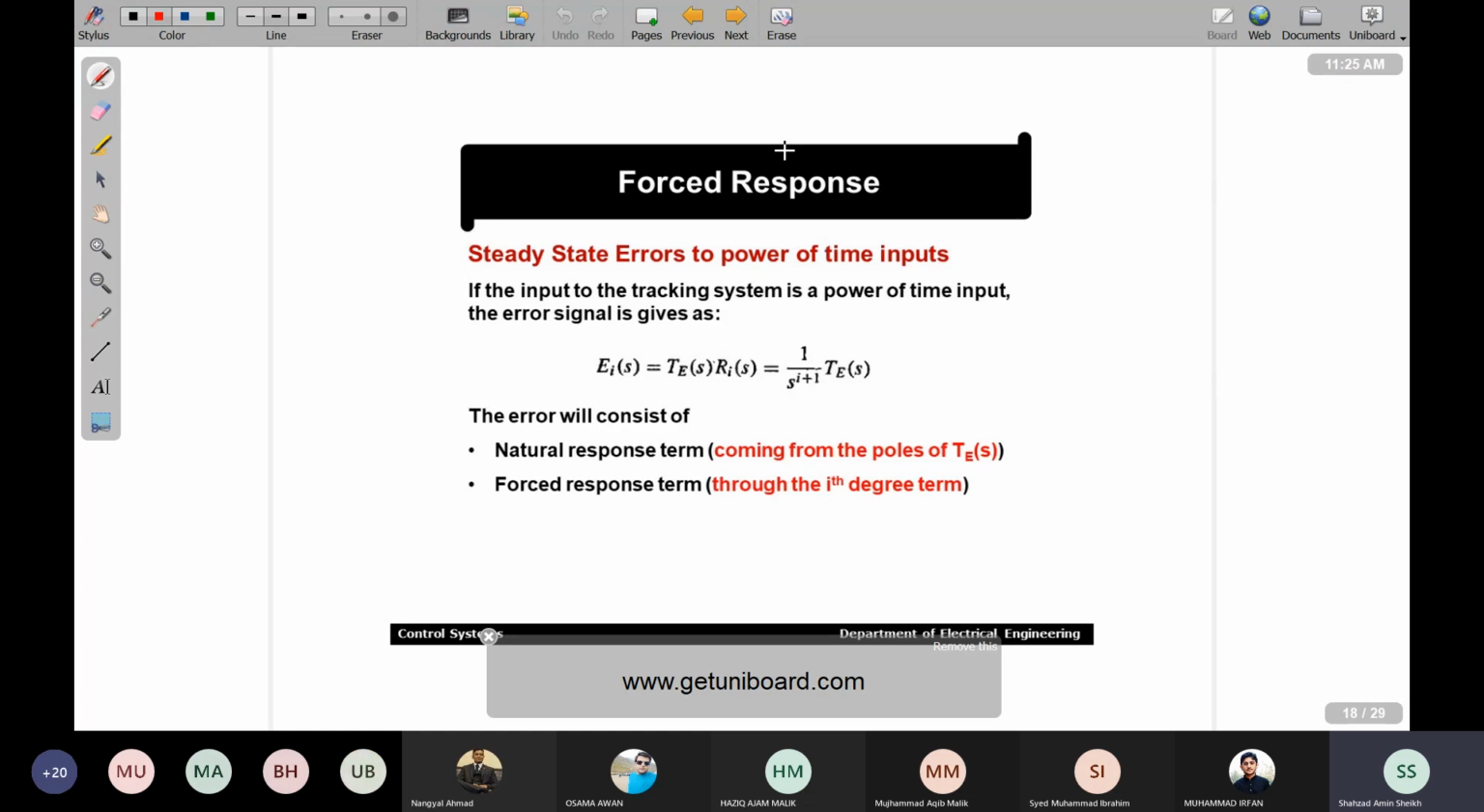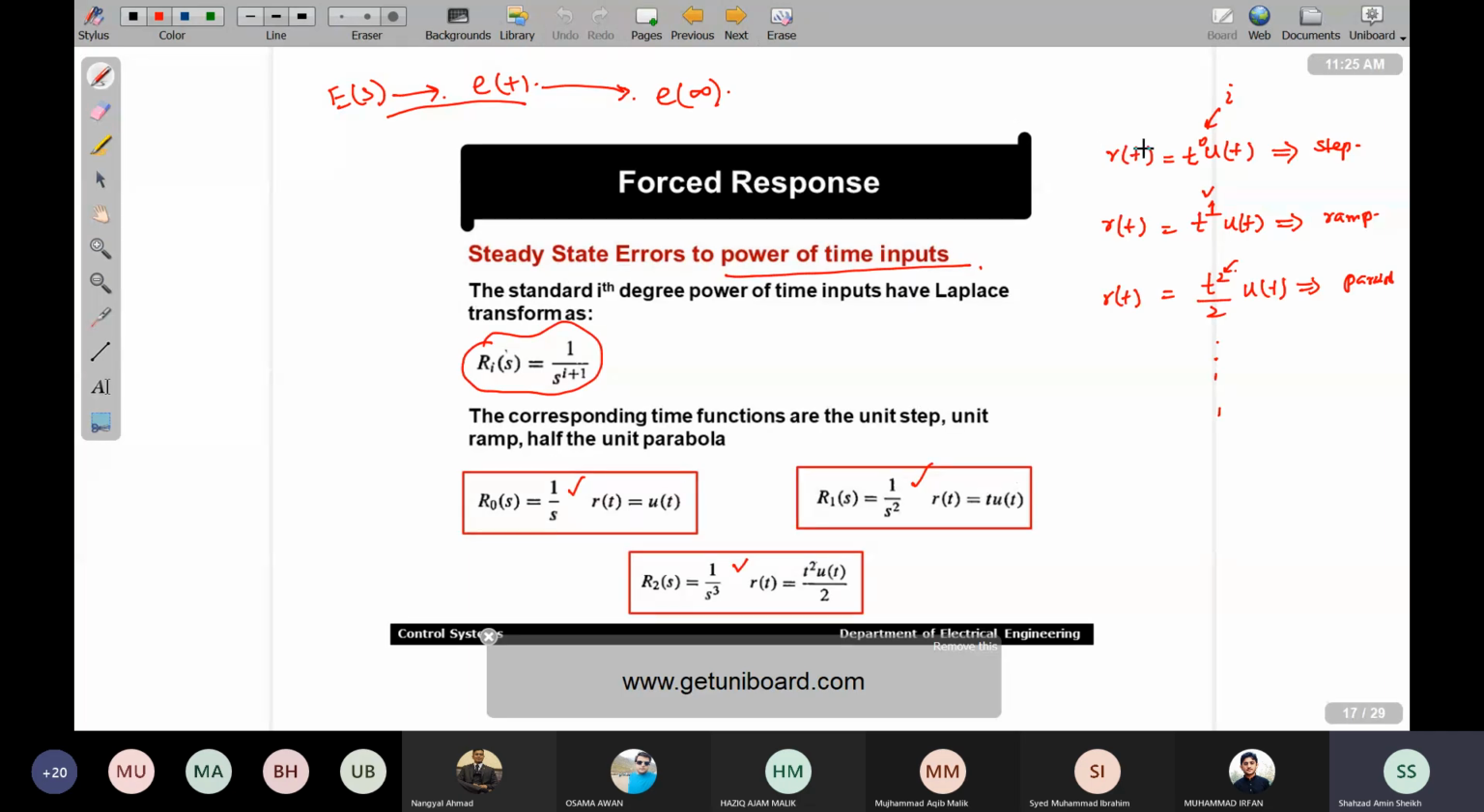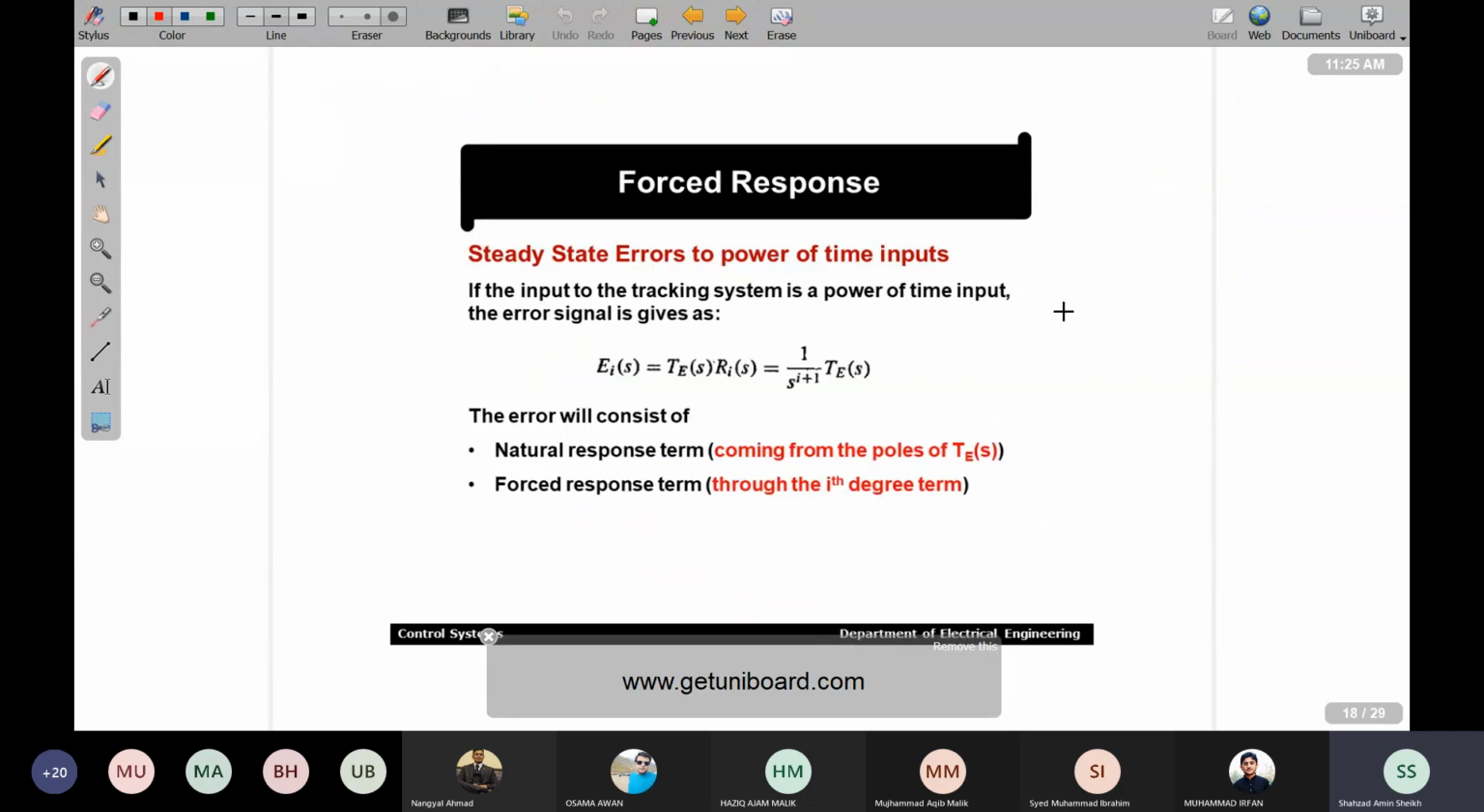Now the steady state errors. If the input to the tracking system is power of time input, जो कि हमने any of these, जो भी कोई input अगर system को हम दे रहे हैं, the error signal is given as EI of s, so I is associated with the power of time, that is equal to TE of s, RI of s. कहाँ से आ रही है ये term? ये term आ रही है आपके पास because we had said that TE of s is equal to E of s divided by R of s.